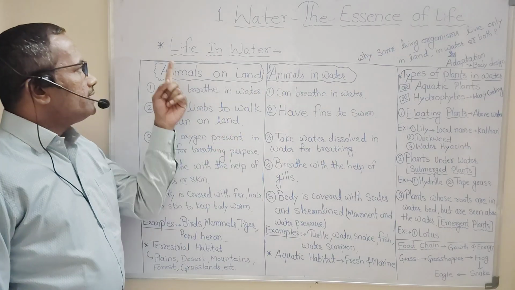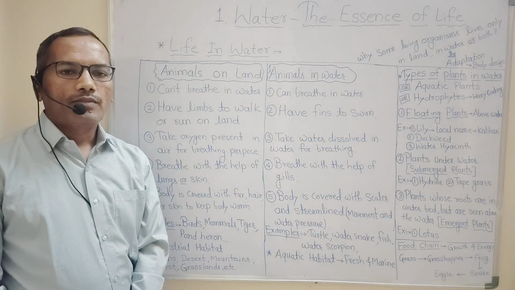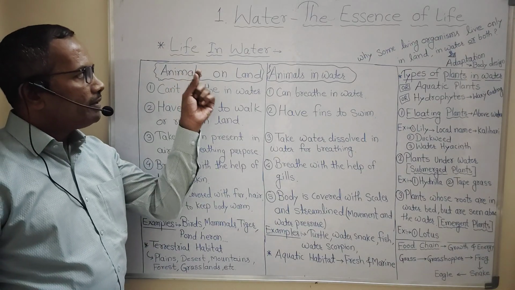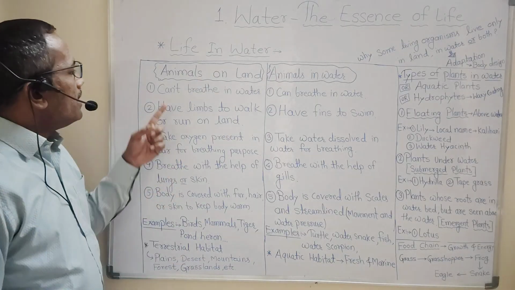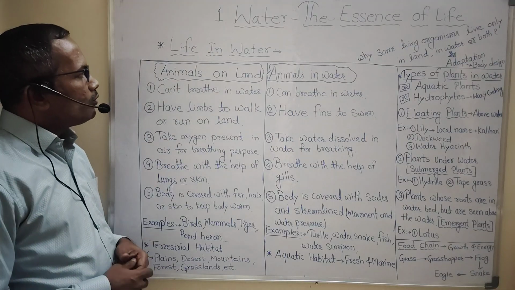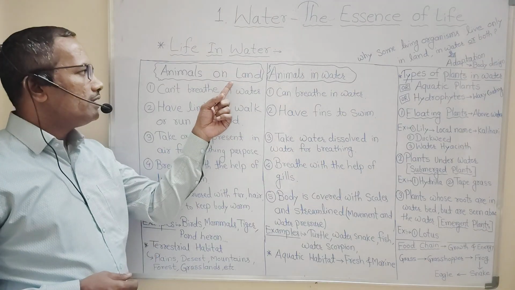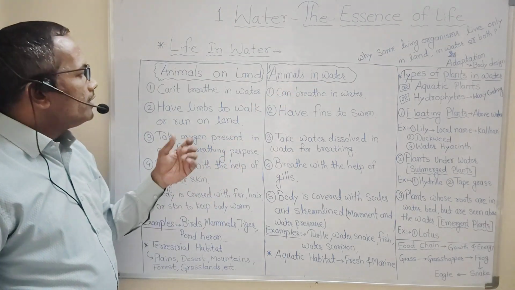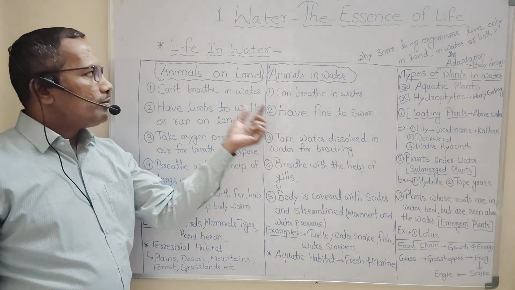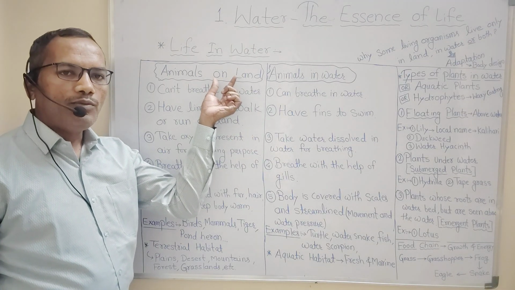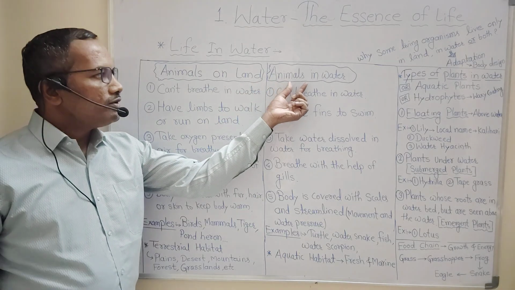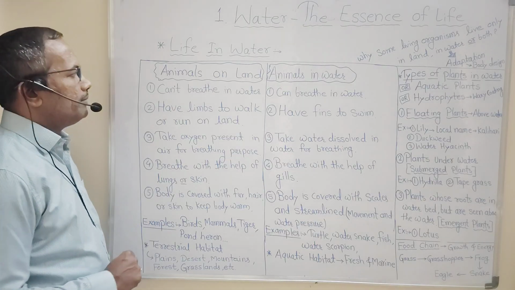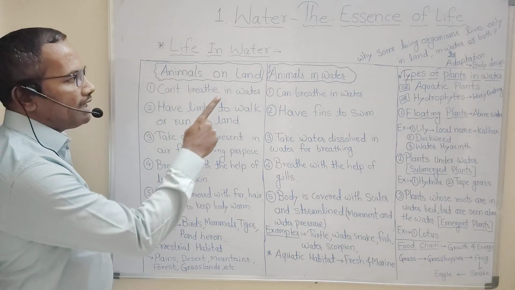And today's point is life in water. This is the last point of your textbook, topic water, the essence of life. Today we will discuss what kinds of animals live on land as well as in water. So we have differentiated the properties of animals that live on land as well as the animals who live in water. So we will discuss 5 differences between animals that live on land and animals that live in water.